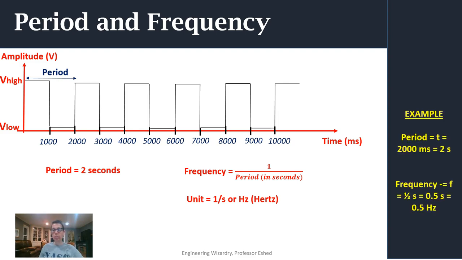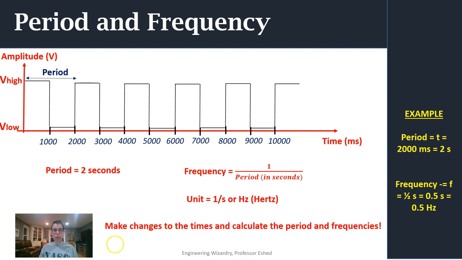All right, so here is an example. In our case, the period is 2000 milliseconds, or 2 seconds. So we translate from milliseconds to seconds, and then we take the reciprocal, 1 over 2 seconds, so half a second to the minus one, which is the same as half hertz. So the frequency, or f, is 0.5 hertz. Now make changes to the times in your code, and calculate period and frequency to get some understanding of how to do that.